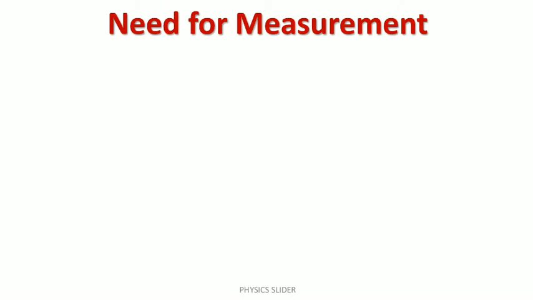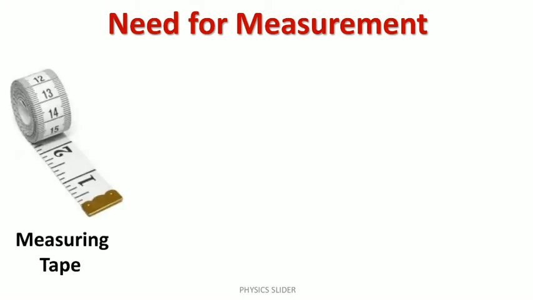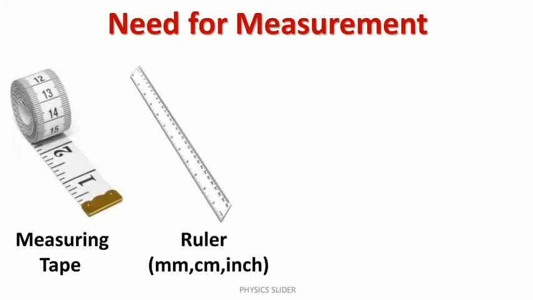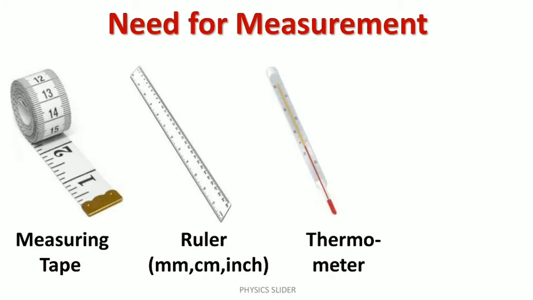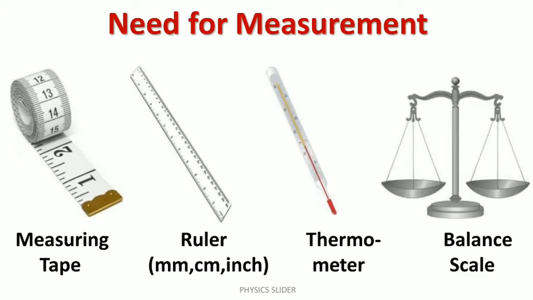We know that the measuring tape is used to measure lengths. The ruler is used to measure small lengths in millimeter, centimeter or inches. The thermometer is used to measure the temperature. A balance scale is used to measure the mass. So these are the tools or devices which are used to measure things.